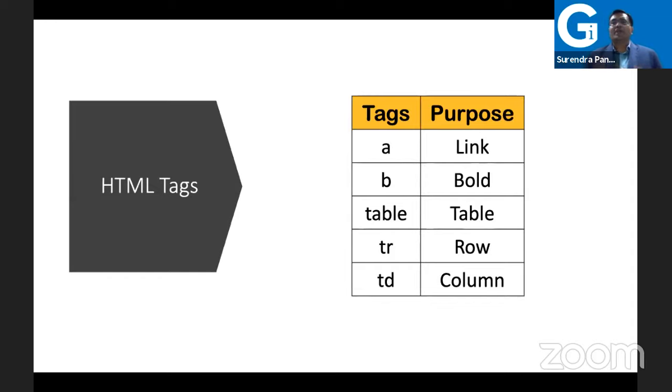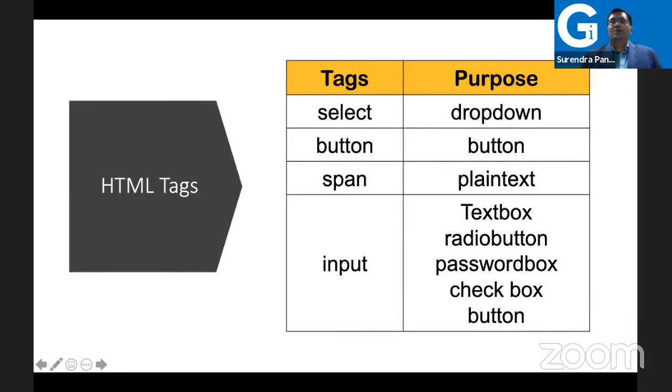Those who are very new to the HTML should know what the TR means. TR is for accessing the row element. TD is for accessing the column element. Select is for the drop down purpose. Button is a tag name if you want to access the button. If you want to access the plain text, we have a tag name called span.